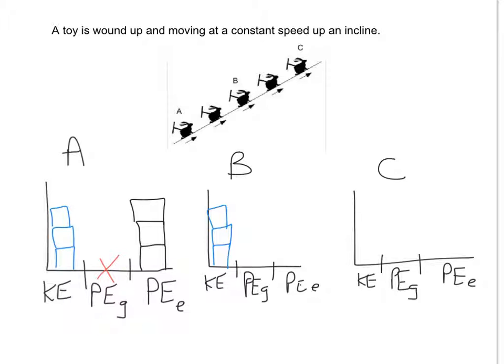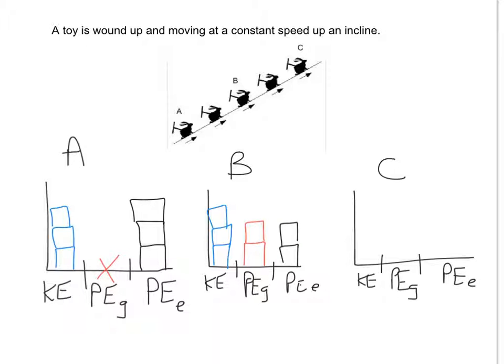At point B, it's made it partway up the ramp, so it's got some height. When it has some height, that means it's got some gravitational potential. So I'm going to go ahead and put a couple of blocks under PEG. Lastly, for elastic potential, that spring in the toy is going to unwind and relax as it goes up the ramp. So it's going to lose elastic potential energy. So at point B, I'm only going to draw 2 blocks instead of 3.